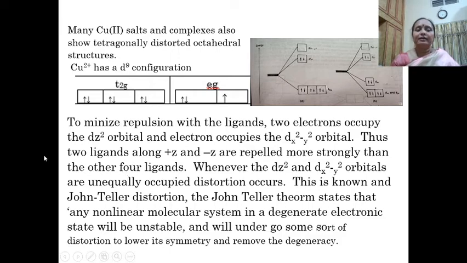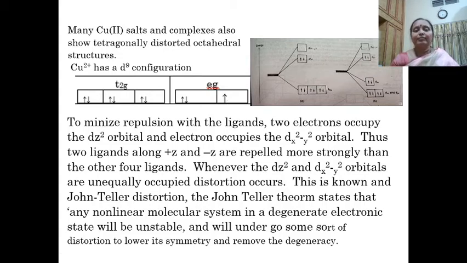Now let us see another example, copper. Copper 2 salts and complexes also show tetrahedral distortion. Cu2 plus has a d9 configuration, so there are 9 electrons in the d orbitals. That is, t2g is going to have 6 electrons and eg is going to be unsymmetrically filled with 2 electrons in one orbital and 1 electron in the other orbital.